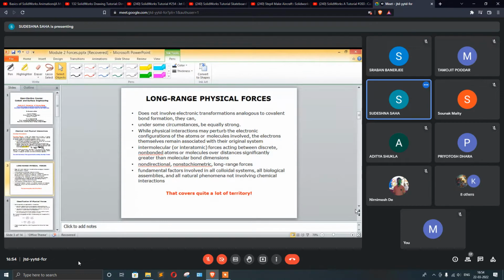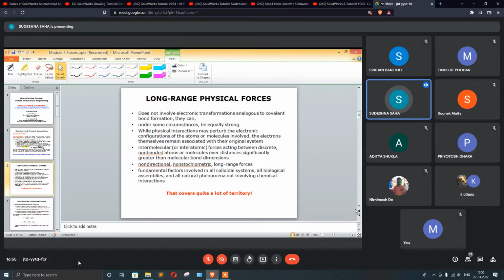So the interaction that develops due to long range forces, we most often term as physical interaction. That basically implies that no formal chemical reaction is involved in these particular cases.